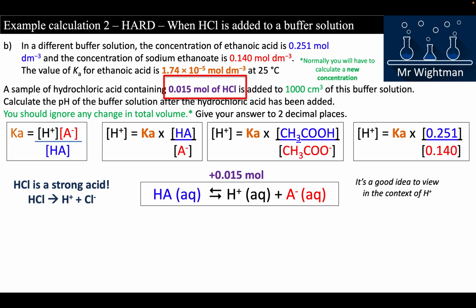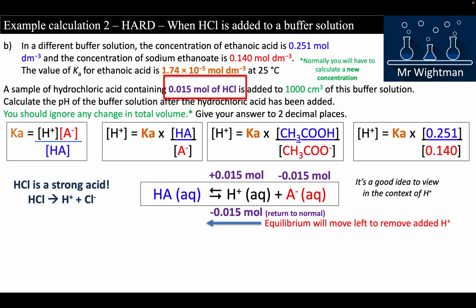That means the amount that I had of H+ would increase by 0.015. And as I said earlier, it's a good idea to view it in the context of H+ and apply Le Chatelier's principle. If the H+ has gone up, then it will need to go down. In order to go down, the position of equilibrium must move to the left to remove the added H+, the 0.015 that has been added to the mixture. In order to do this, my large reservoir of A minus will happily do this. So it will need to decrease by 0.015, and the A minus will have to react with it. So that would also decrease by 0.015.